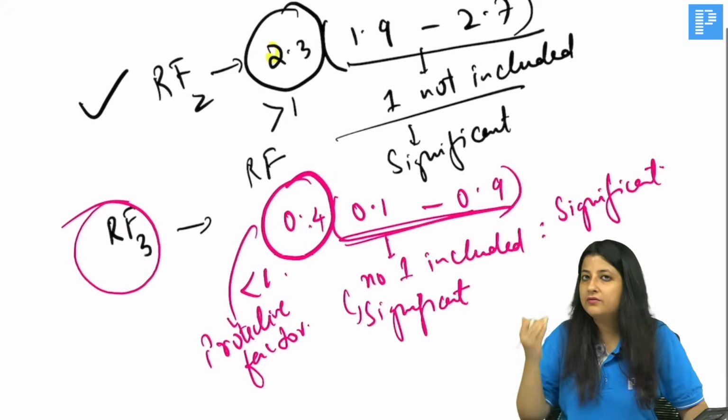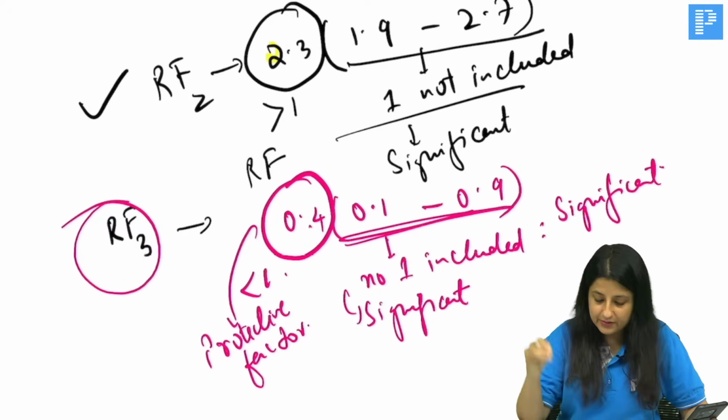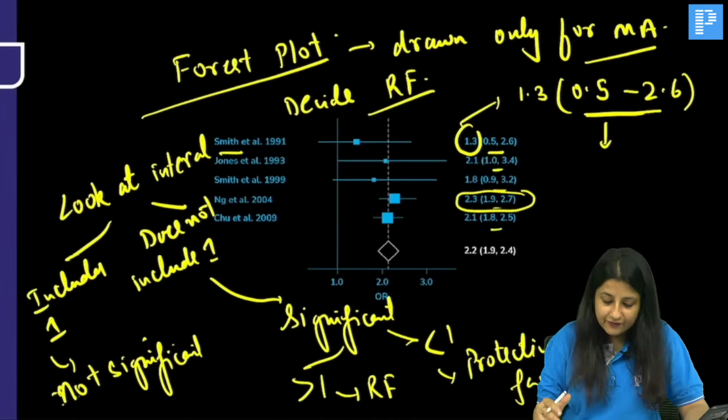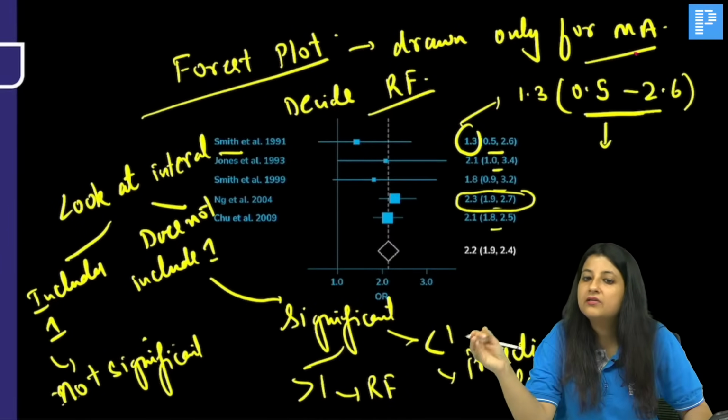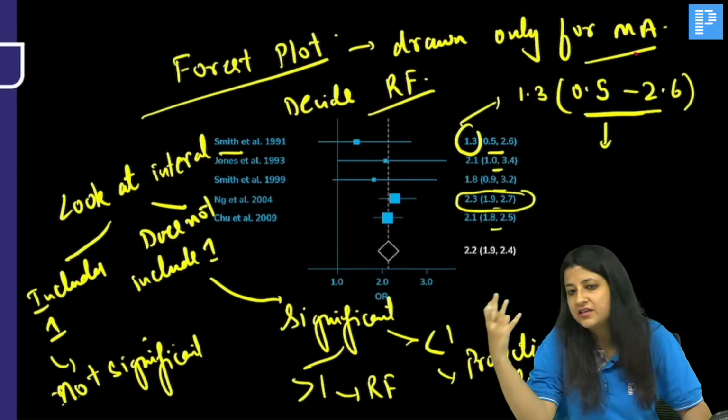So remember a couple of things. Just look at me once. If you get the image of a forest plot, you have to know this is drawn only for meta-analysis. You have to look at the interval, see whether it includes 1 or does not include 1.